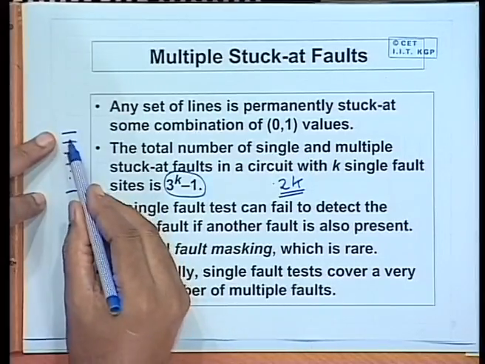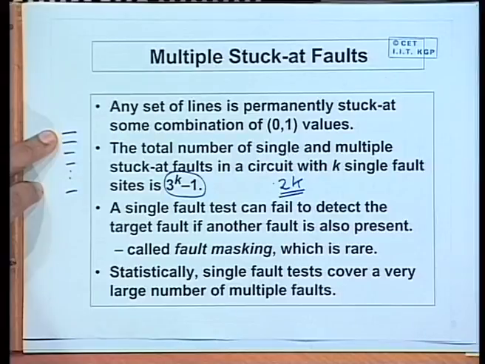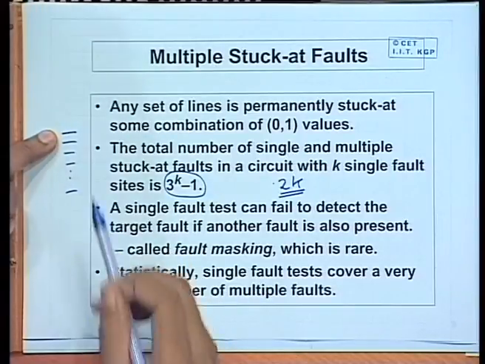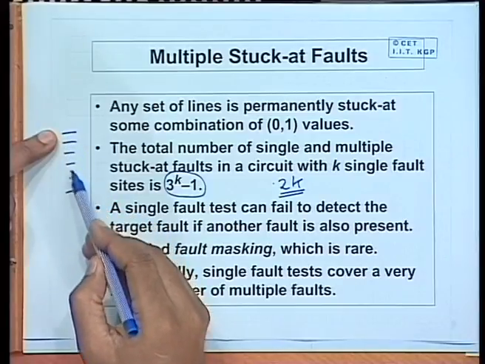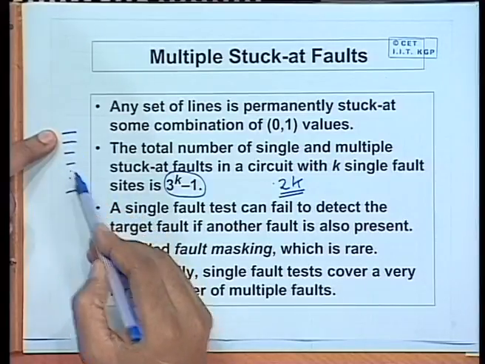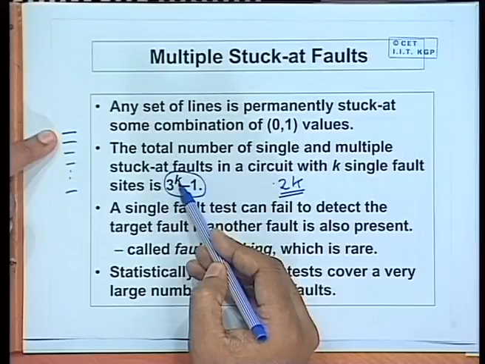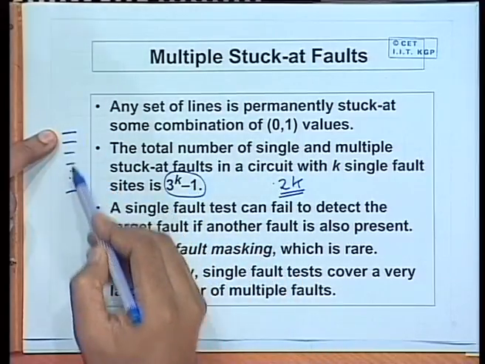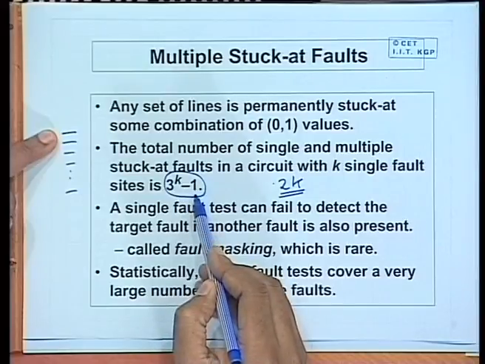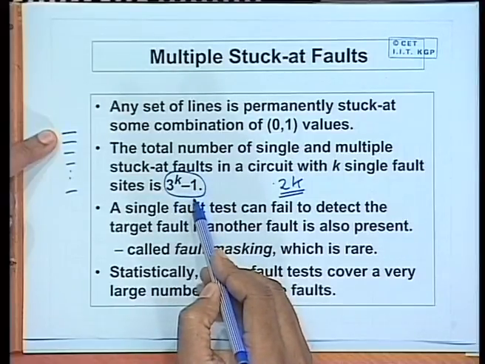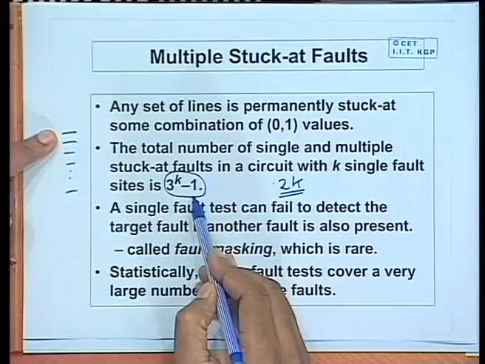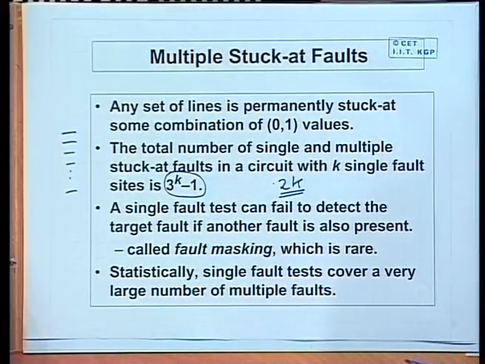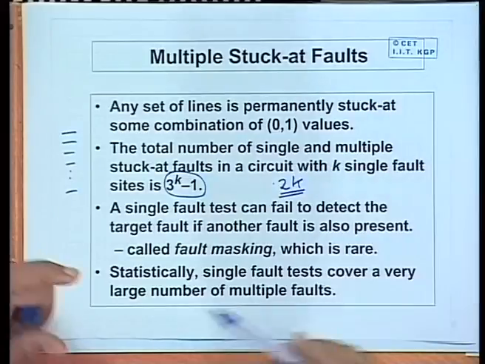Now, each of these lines can be in one of 3 states: good, stuck at 0, stuck at 1. So, there are 3 combinations in each of the lines. So, 3 into 3 into 3, it becomes 3 to the power k. And there is one combination where all these lines are good. So, you subtract that 1 from this. So, 3 to the power k minus 1. This is the total number of multiple stuck at faults which are possible.